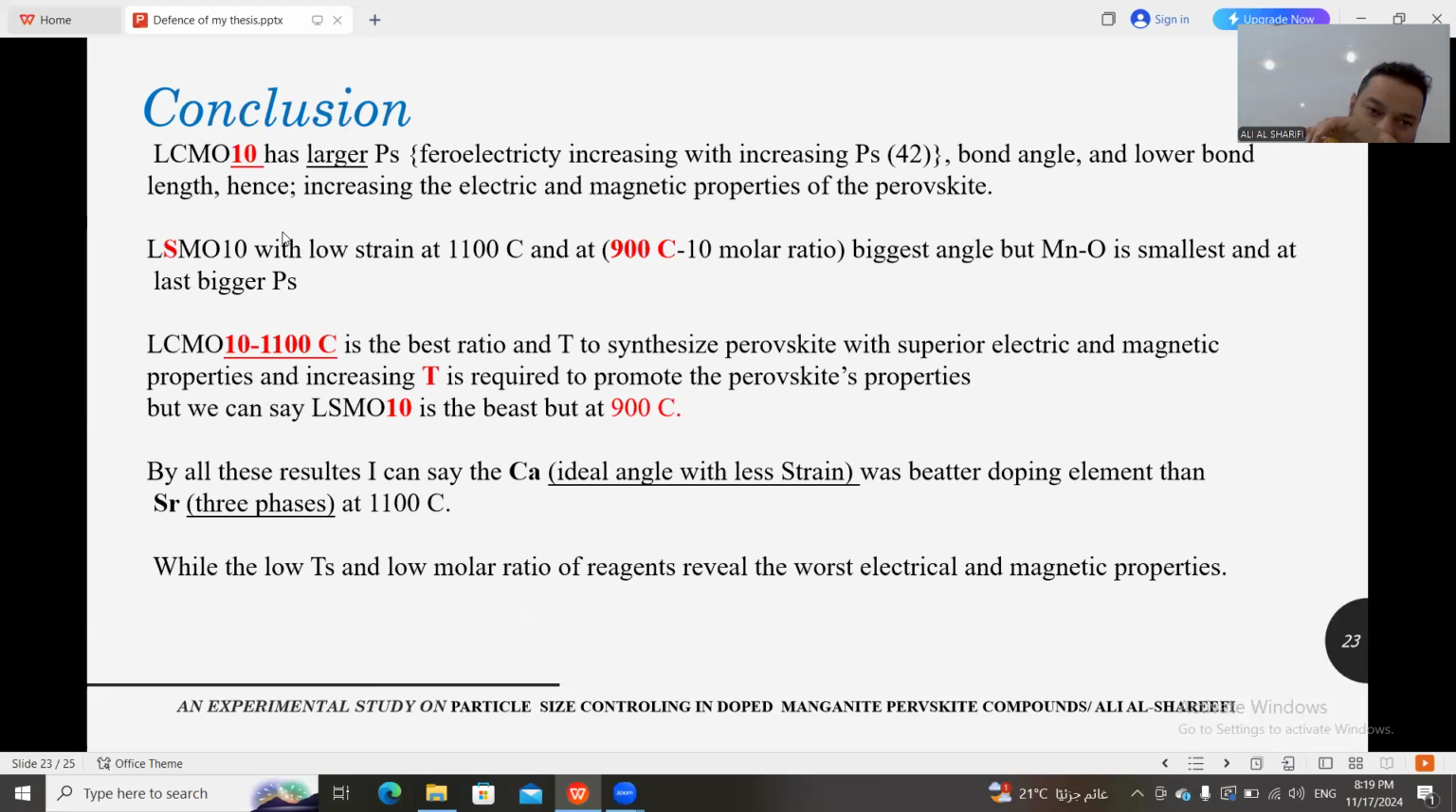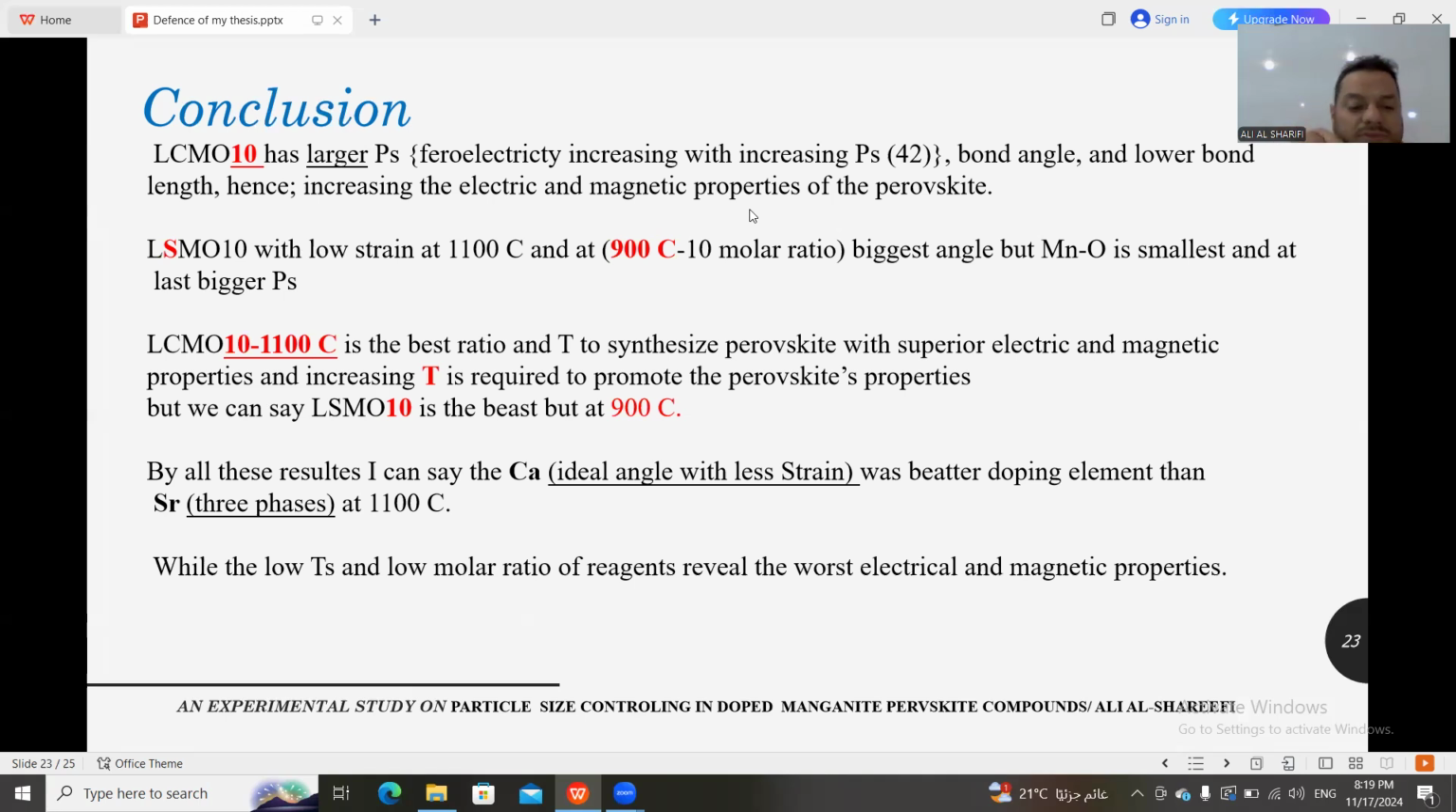Now, let me talk about all of them. Lanthanum calcium manganese oxide has larger particle size, and by that, better ferroelectricity. Bond angle and lower bond length increase the electric and magnetic properties of the perovskite. Here, lanthanum strontium manganese oxide at 10 molar ratio has low strain at 1100, and at lower temperature the biggest angle, but the manganese-oxygen bond is the smallest, and at last, bigger particle size.